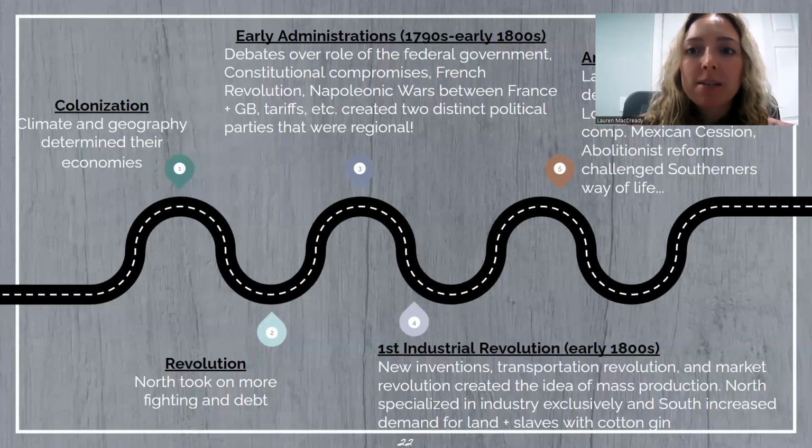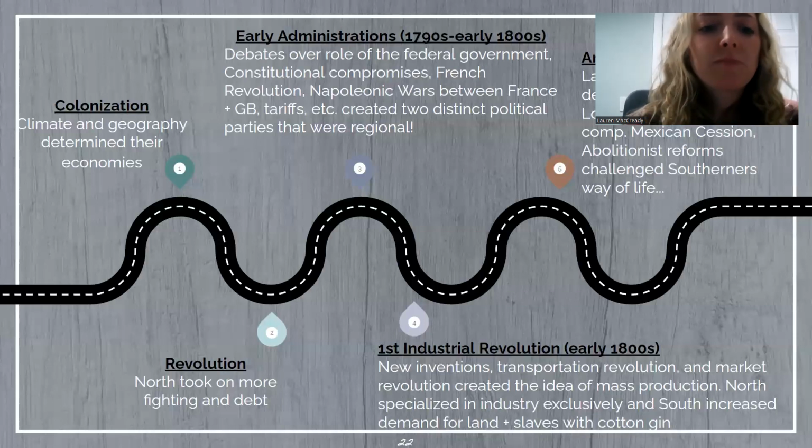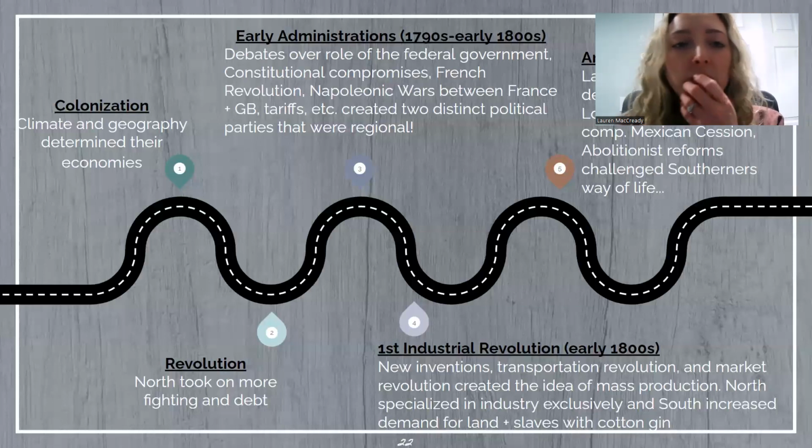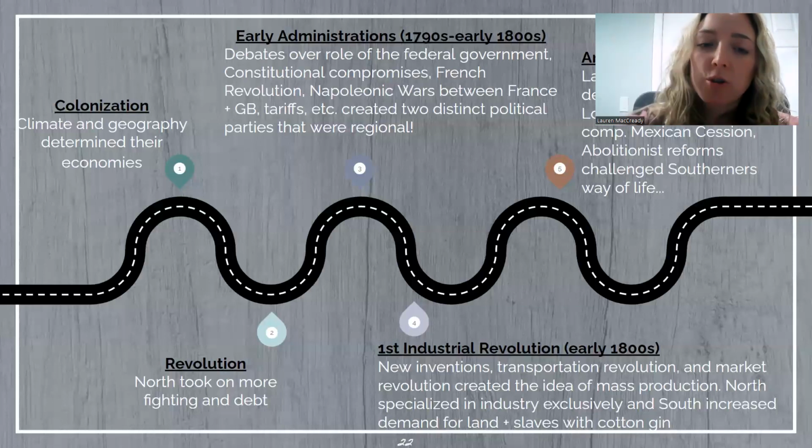How your economy is set up changes your perspective of how you feel about tariffs and a national bank and how big the federal government should be, all those things, because if it benefits your economy and how you make money or not, that's the key issue here. So let's continue through history. So you have industry versus agriculture, North and South.